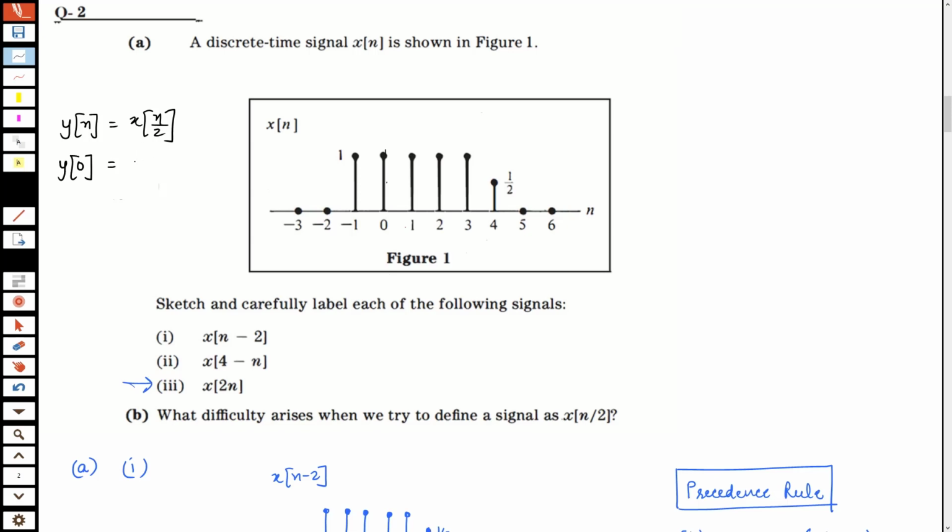Plugging in n equal to 0, it will be x0 as well. What would be y1? Plugging in n equal to 1, we would need x of half, but we don't have an x half because we know that x[n] is a discrete time signal where n can only take integer values. So from the original signal, you do not have an x half, and you do not have anything to plug in at y1.